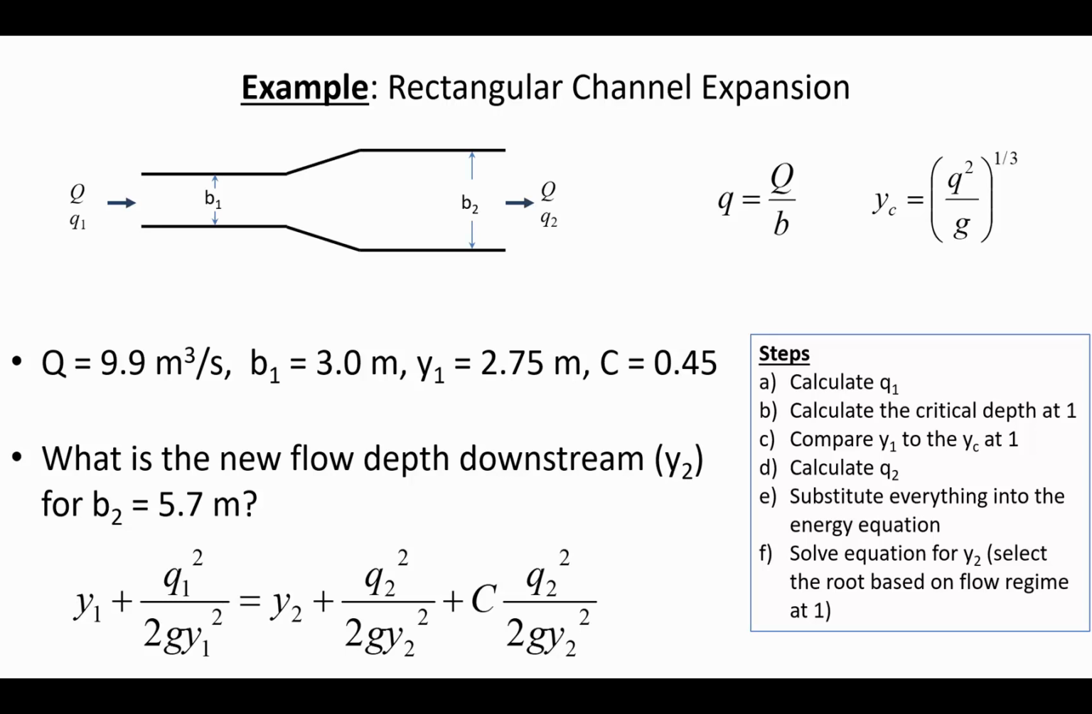So then in part D, you calculate the flow per unit width at location 2, and then you substitute all of those knowns here in step E. You put everything into the energy equation and solve for Y2.